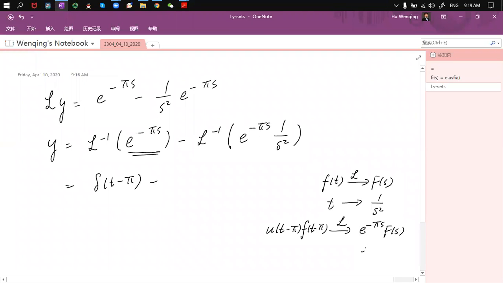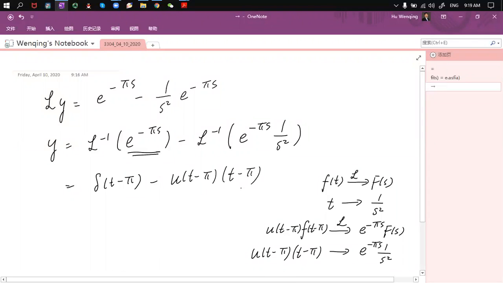So therefore, if you get e power minus pi s times 1 over s squared under the Laplace transform, the inverse Laplace transform is going to be t minus pi multiplied by u(t minus pi). u is the unit step function. So it's u of t minus pi multiplied by t minus pi. That's the inverse Laplace transform, right? So in the end, you get your solution.